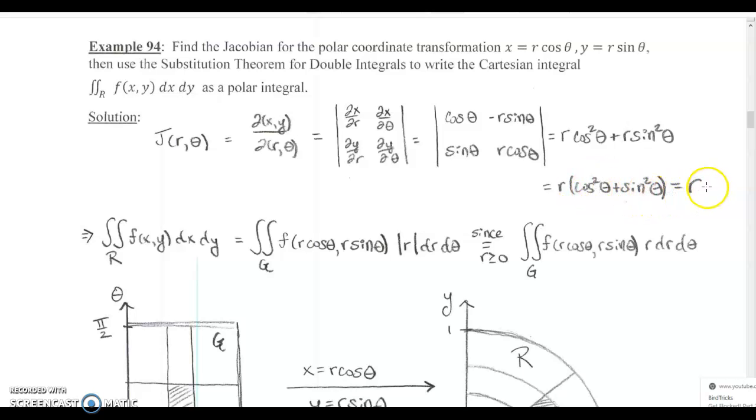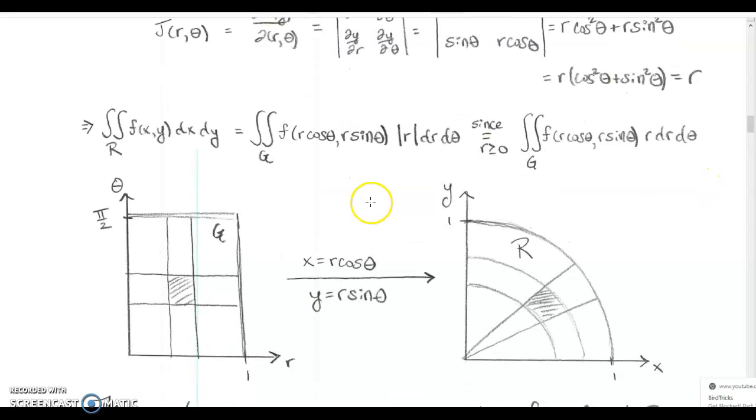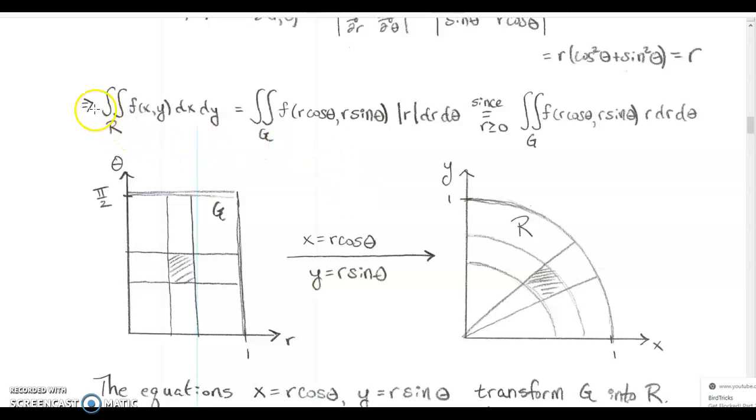So that's our Jacobian, which, remember, our integral becomes r dr d theta, so this is the r, which comes from the Jacobian. And then I have the integral over R of f of x y dx dy is the same as the integral of f of x, which is r cosine theta, y, which is r sine theta, times the absolute value of the Jacobian r. But since r is defined as being always positive or 0, I can drop those absolute value signs. So it's just this right here.